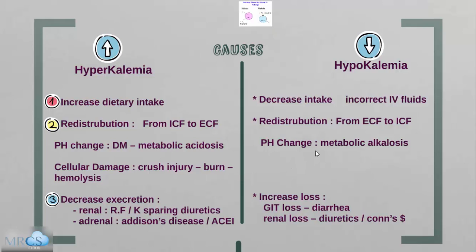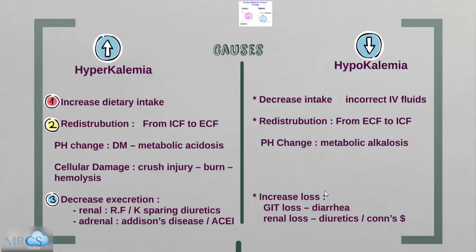In hypokalemia, metabolic alkalosis causes hypokalemia. The last mechanism that causes hyperkalemia is decreased excretion. The amount of potassium that the body excretes will be decreased. The body can't get rid of potassium, like in renal failure, or when using potassium-sparing diuretics, or in adrenal disease like Addison disease, or drugs like angiotensin converting enzyme inhibitors.